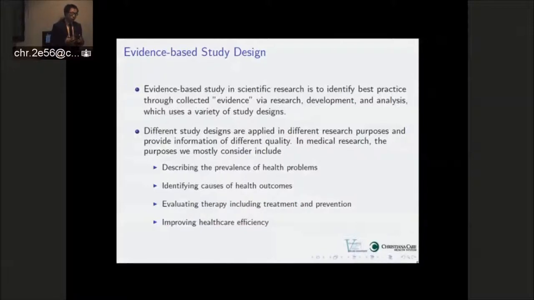information of different qualities. Especially in medical research, I list some research purposes that we most consider in our studies. For example, a cross-sectional study describes the prevalence of some health problem, a cohort study or case control study identifies causes of some health outcomes or evaluates therapy, including treatment and prevention, and quasi-experimental designs improve health efficiency. In today's talk, I will talk about almost all of these study designs.